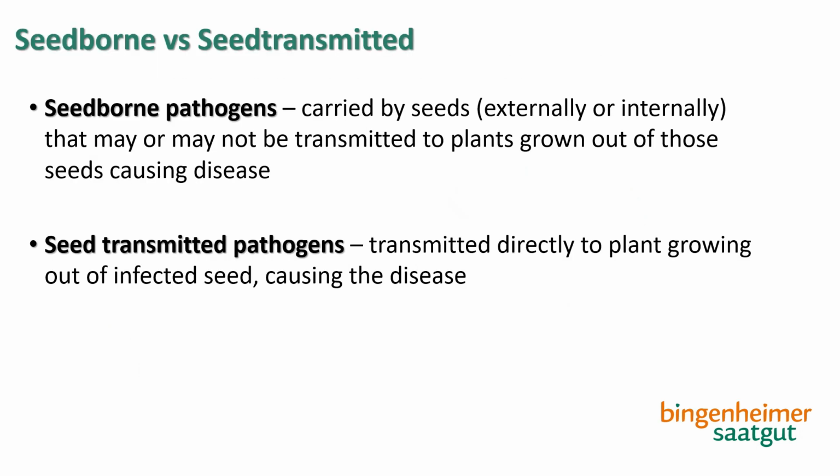We begin with the distinction between seed-borne and seed-transmitted pathogens. Seed-borne pathogens are those carried by seeds either externally or internally. These pathogens may or may not be transmitted to the emerging plant. In some cases, the pathogen is present on the seed but does not cause the disease. Seed-transmitted pathogens, in contrast, are directly transferred from seed to the growing plant, where they probably cause the disease. Understanding this distinction is critical as it determines whether a pathogen remains a latent risk or develops into an active disease problem in the crop.